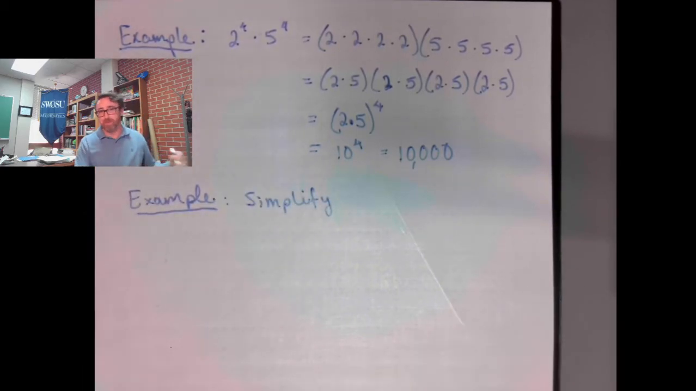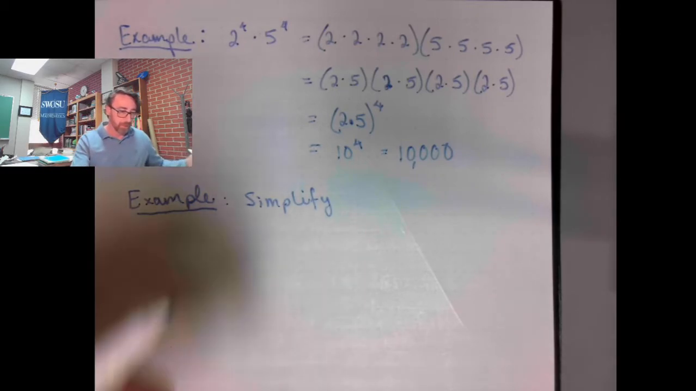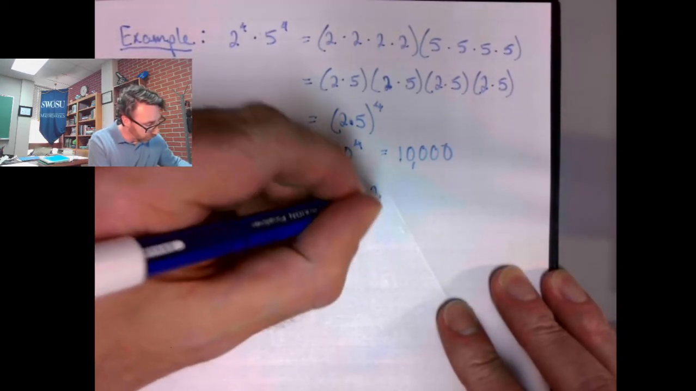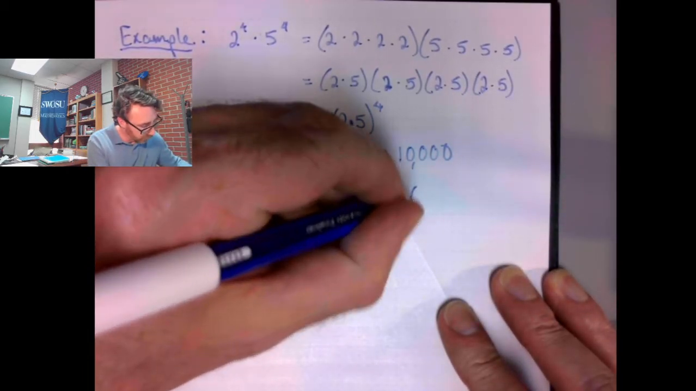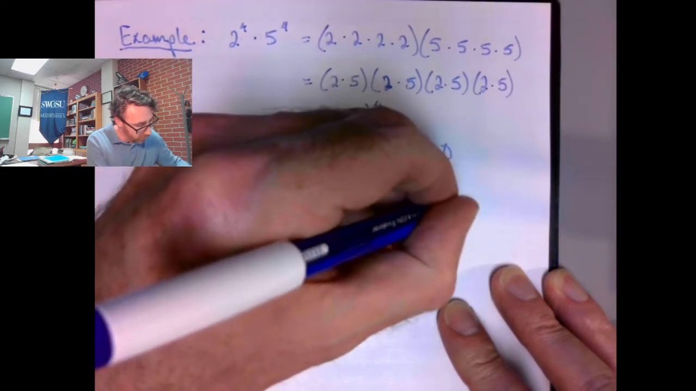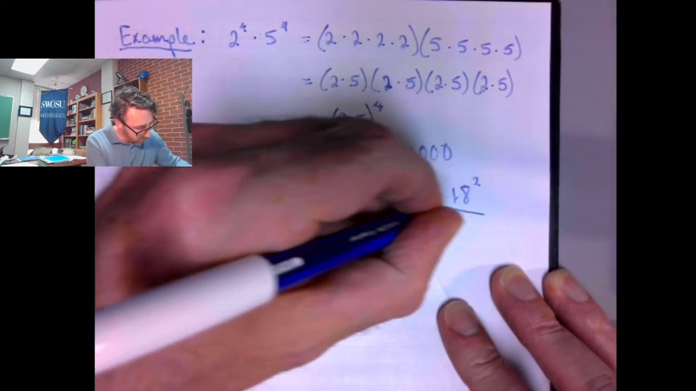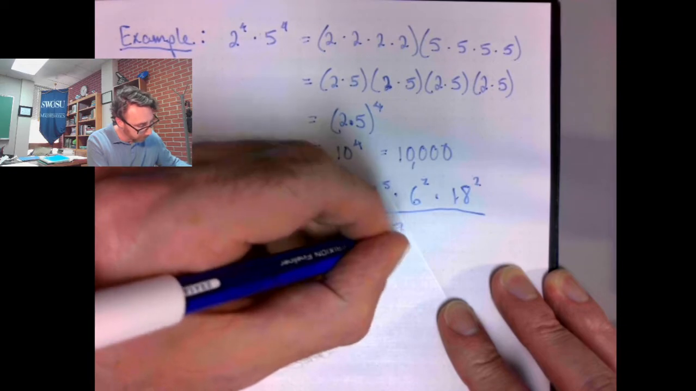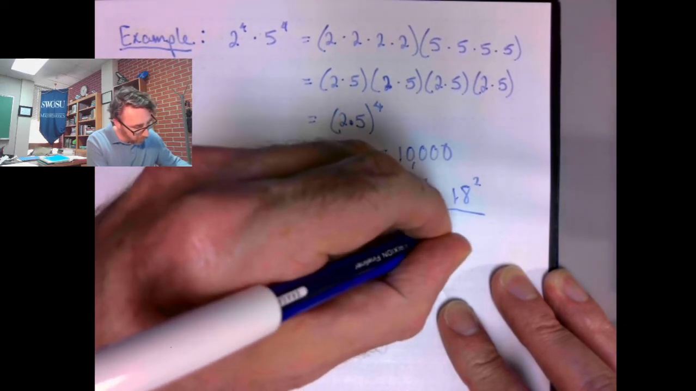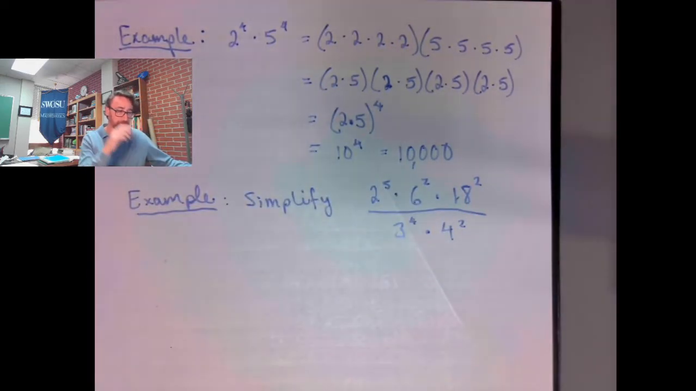I want to simplify an expression here. So I'm going to use the rules for exponents to help me simplify this expression. And the expression I want to work with is 2 power 5 times 6 power 2 times 18 power 2, whole thing over 3 power 4 times 4 power 2.